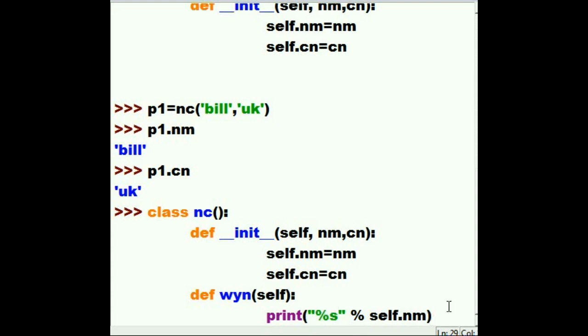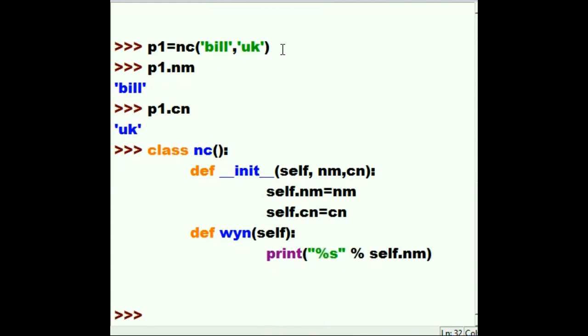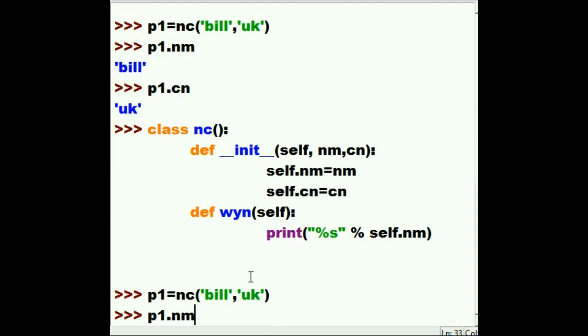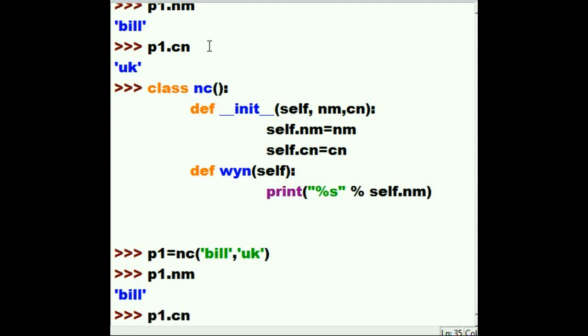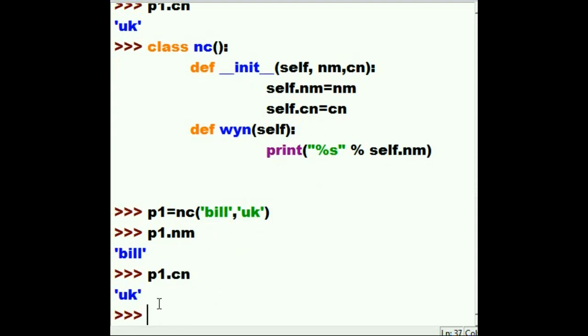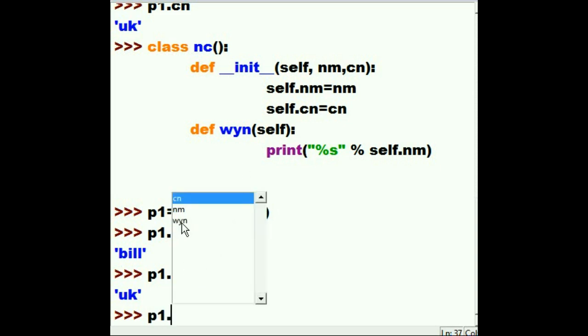All right, let's hit enter. And again, all right, now let's run this again. P1 equals NC, name country, and I'm passing it Bill UK. And then I'm going to key in P1.name, I get Bill, P1.country, I get UK. Now I want to access this guy. Well, how will I do that? P1 dot, and I get a list, and WYN is in there.